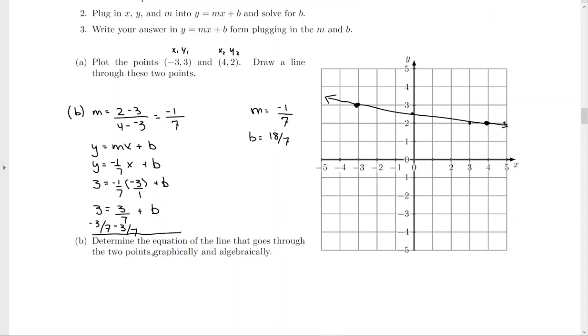So for my answer for part B, I plug my m and b back into my equation, y equals mx plus b, and that's the equation of that line. So y equals -1/7 x, and then plus 18/7. So my 18/7 is right there, and my slope is -1/7.